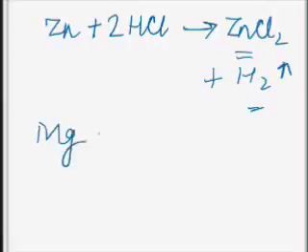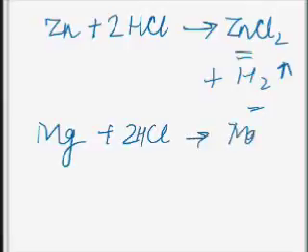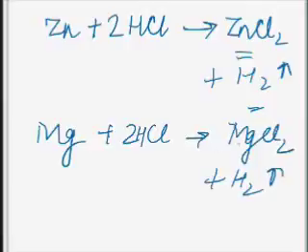Now magnesium, it reacts with HCl, MgCl2 and hydrogen is formed. So the corresponding salt, that is magnesium chloride, is formed and hydrogen gas is liberated. Now take another example.